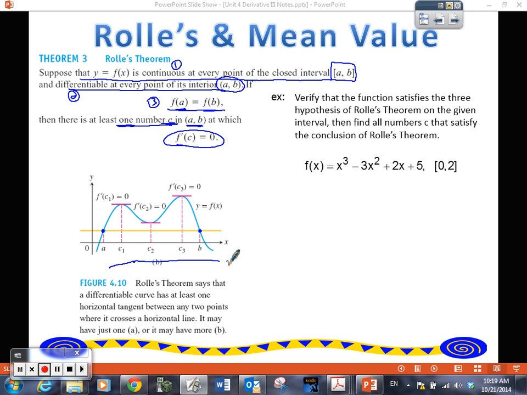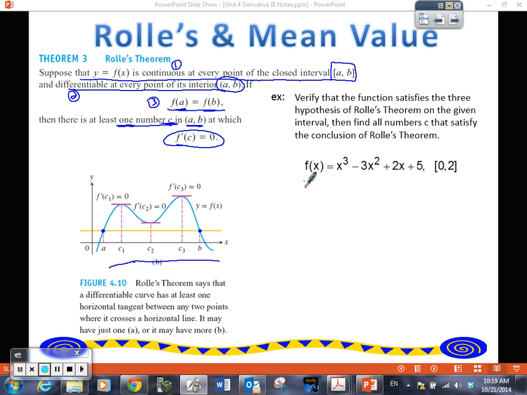So let's practice it. We're asked to verify that the function satisfies the three hypotheses. Now that would be a great formula quiz question. I'm going to say, what is the hypothesis of Rolle's theorem? And you would be expected to list each of those three things. You can say f of x is continuous on the closed interval, differentiable on the open interval. That's fine. It doesn't have to be word for word, it just has to give me that information. All right, so let's verify.